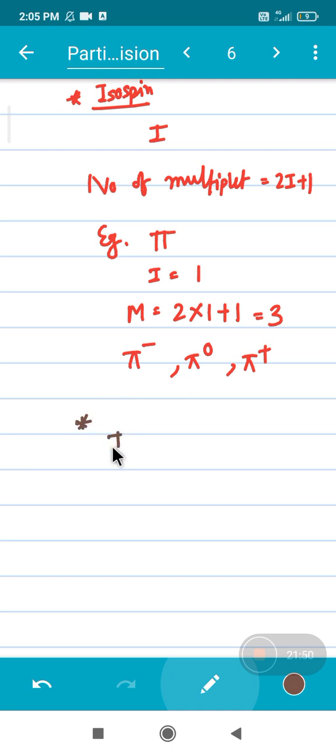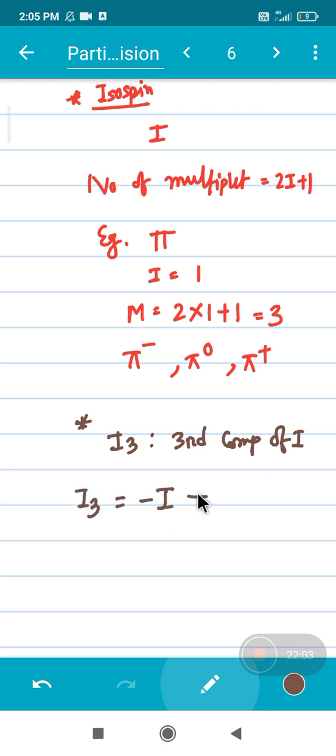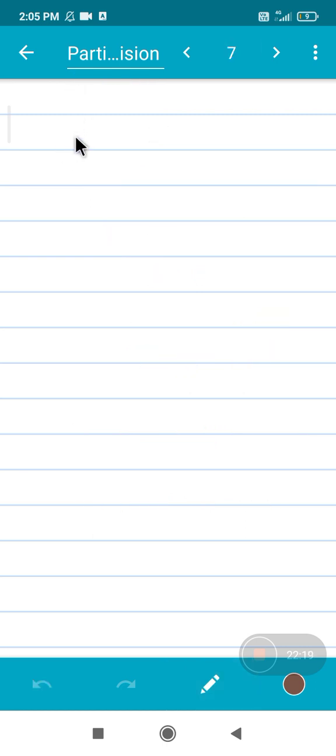Next I3, which is the third component of I. I3 can take values from minus I to plus I. Okay, good. Let me give an example of a reaction so that you can easily classify the nature of the interaction. Let me write pi 0 plus p gives pi plus plus n.